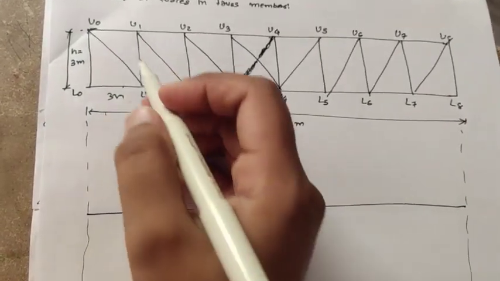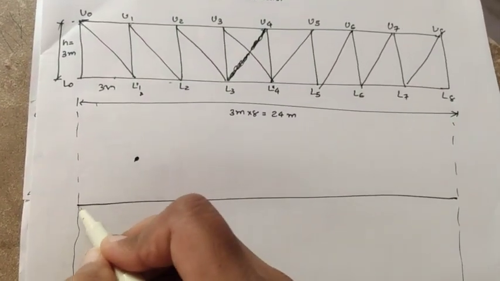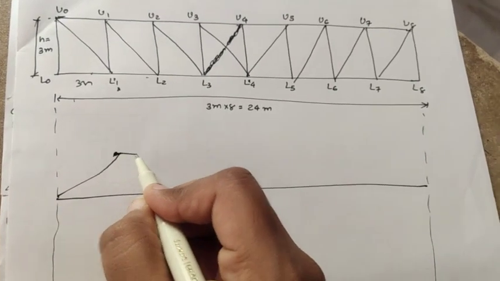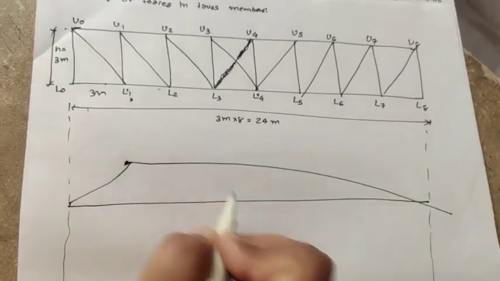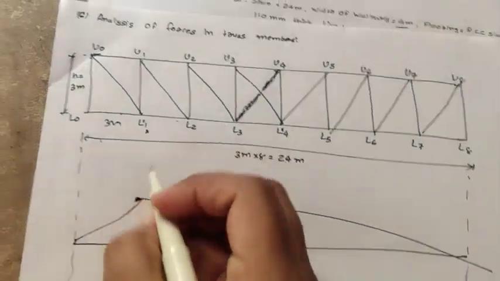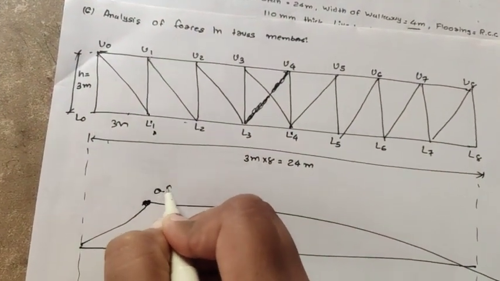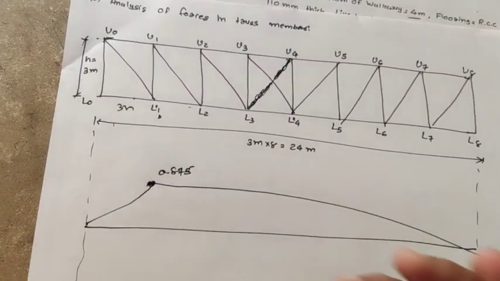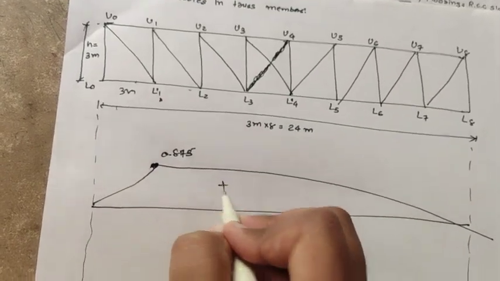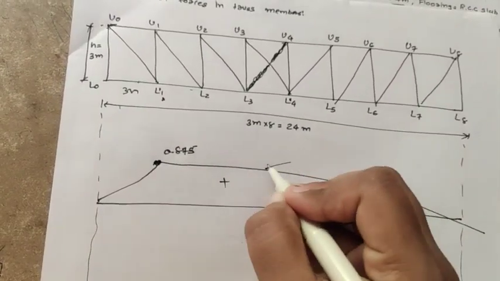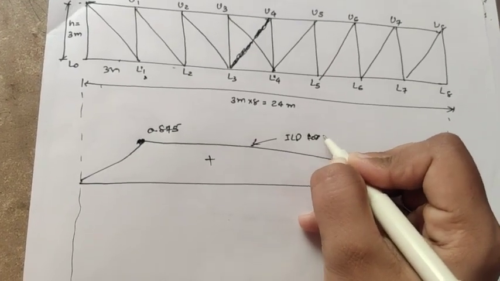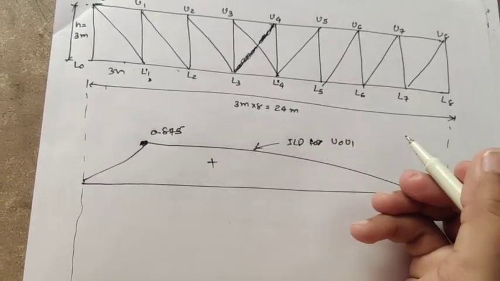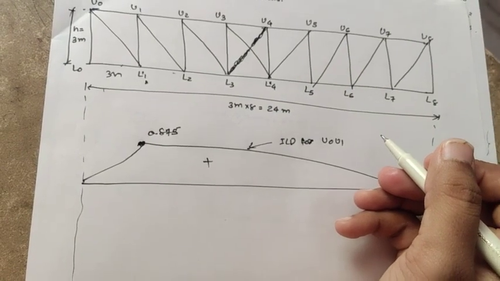So it is denoted as this. We connect our remaining lines. It is not curved, but straight, which means a right angle triangle. Here this height is 0.875 meter, and this is positive, and this is our ILD for U0 U1.